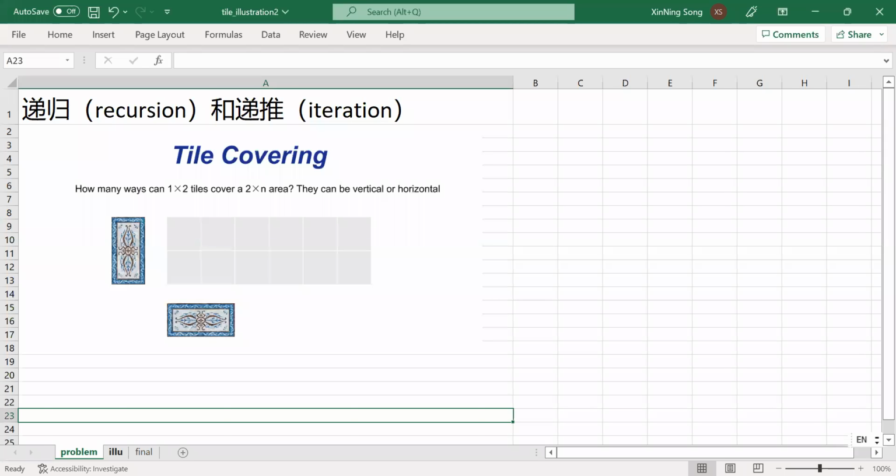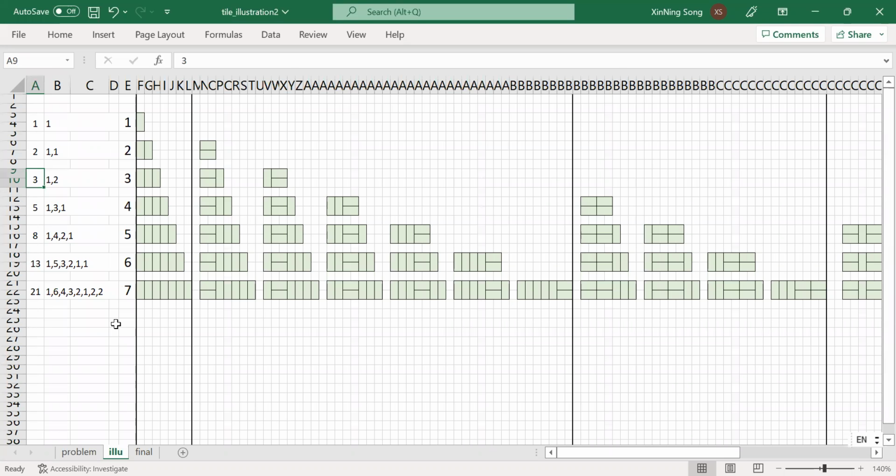I am a very visual person. If I don't see it, I don't feel it. So what I did is I actually went to draw. Let's say it's a 2 by 1 tile, 2 by 2, 2 by 3, 2 by 4, 2 by 5, 2 by 6, 2 by 7, okay? For 2 by 1, you only have one arrangement because you can only fit one vertical tile. No other arrangement. And then we have 2 by 2. You could fit them vertically or horizontally. So there are two arrangements.